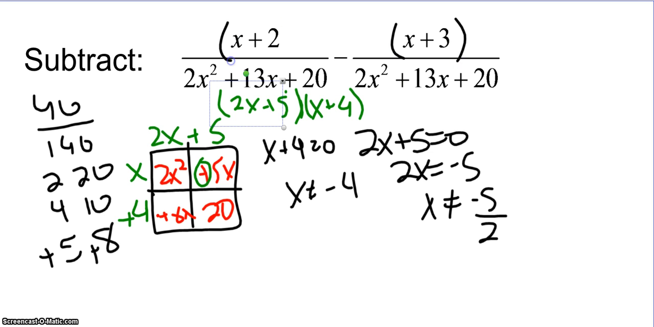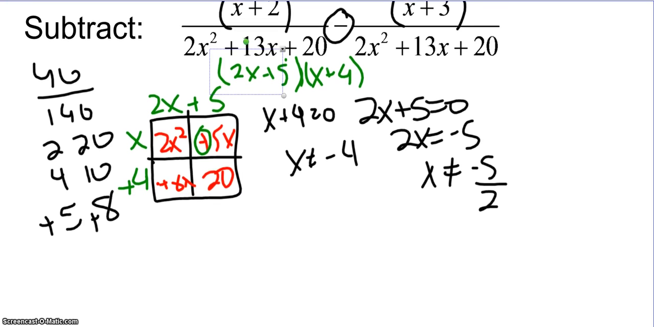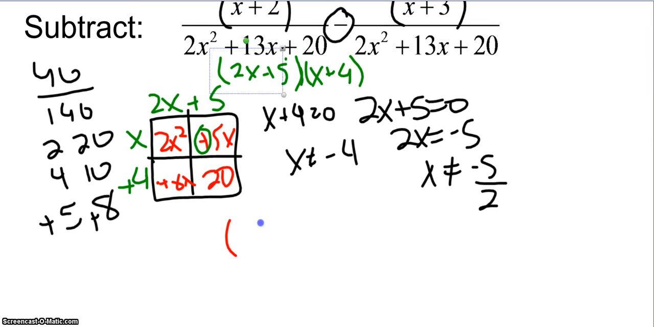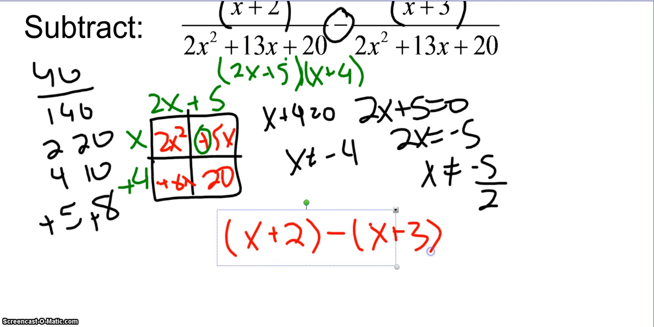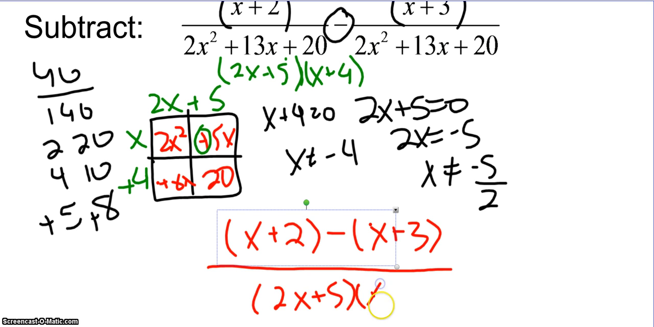Okay, now let's go into actual subtraction. So for subtraction, you need to make sure that you are putting parentheses around your numerators because you're going to have to distribute a negative. So since both of these have the exact same denominator, I can go straight into subtraction. Let me scroll down just a little bit. So I have parentheses x plus 2 minus another set of parentheses x plus 3 all over 2x plus 5 times x plus 4.